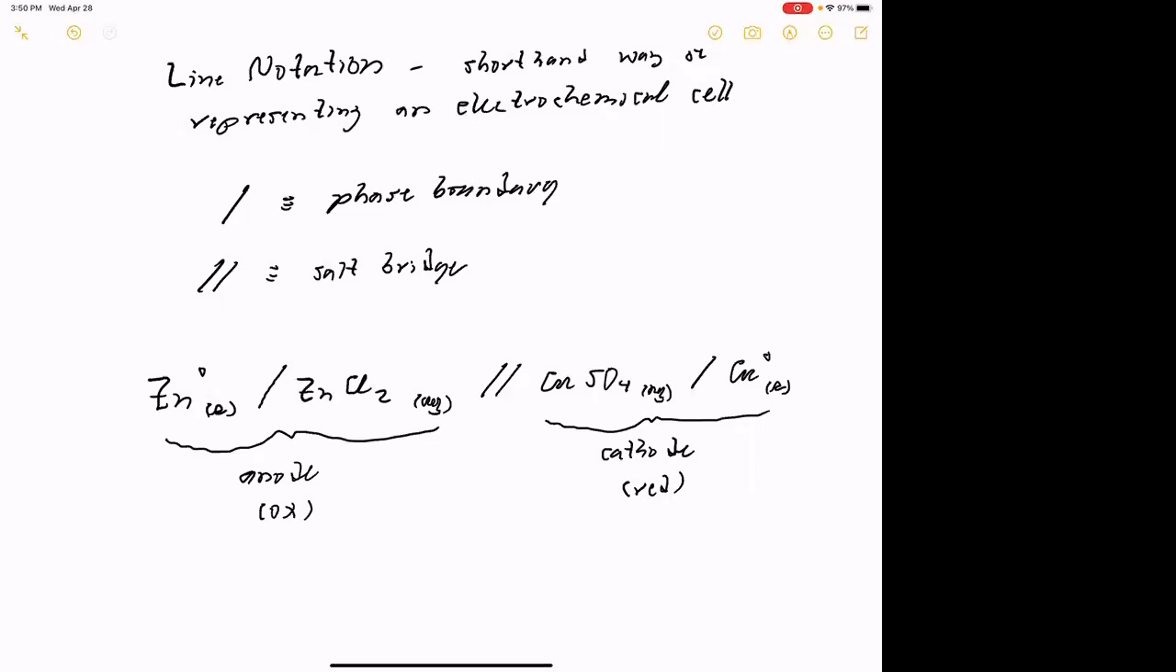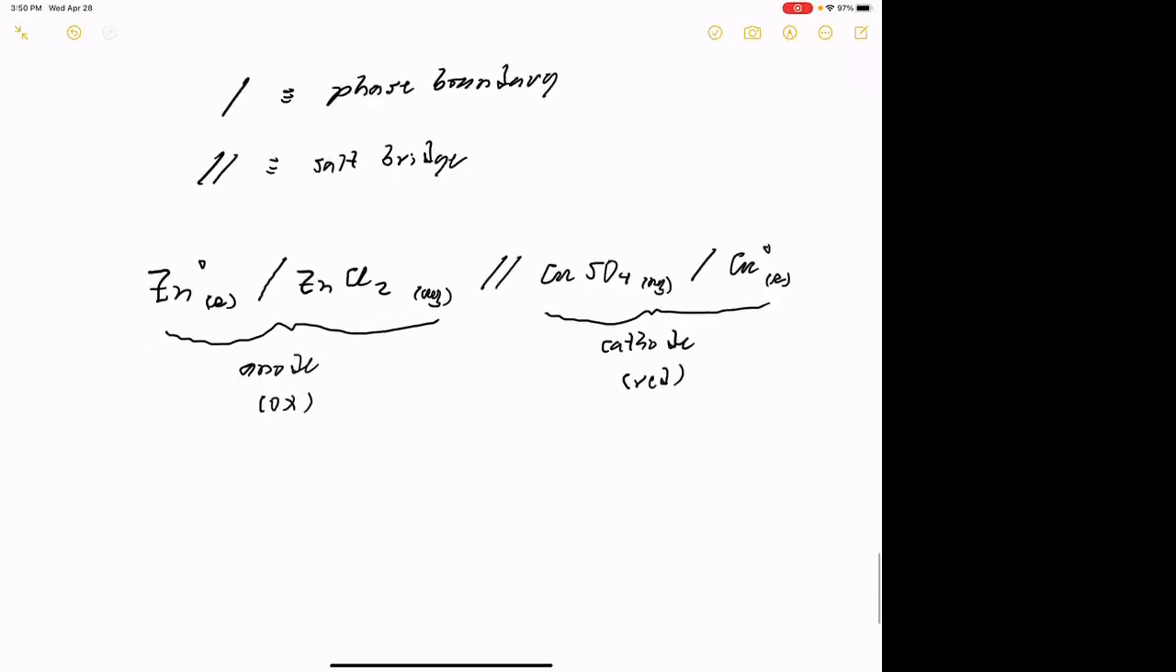All right, so everybody see how this is a good representation of the electrochemical cell without actually having to draw it all the way out? Everybody good? All right. So in most cases from here on out, we're going to use these line notations.